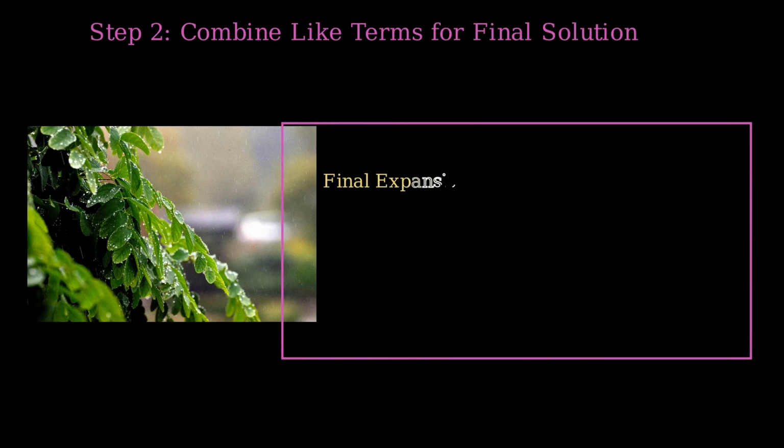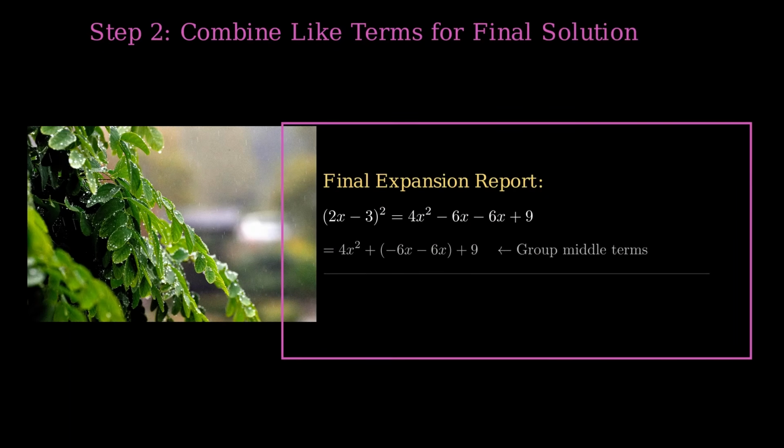Step 2. Finally, let's combine the middle like terms. Notice that we have two identical negative 6x terms in the middle. Combining minus 6x and minus 6x gives minus 12x. Therefore, our fully simplified final trinomial answer is 4x squared minus 12x plus 9. The calculation perfectly matches our geometric model.